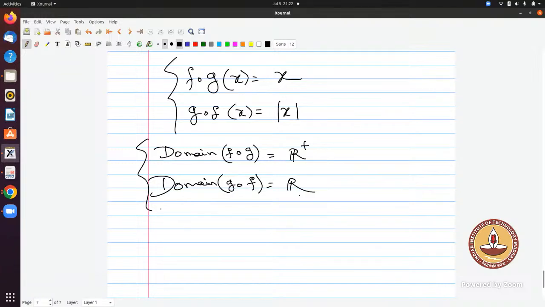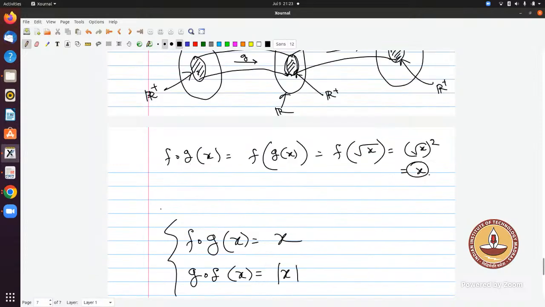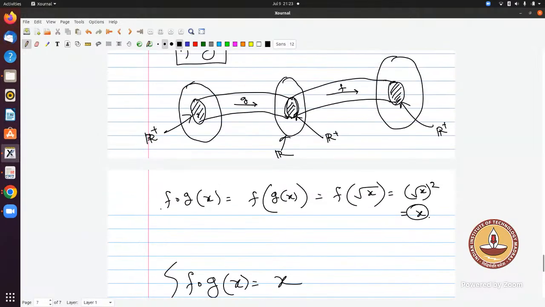Sir, in F of G, will it not be mod of x? F compose G is X because it is root X whole square. That is just X, nothing else, because it is defined on R plus only, so it will always be positive. Okay. What is the domain of F compose G? That is what we have written now. The domain of F compose G is R plus, this one.